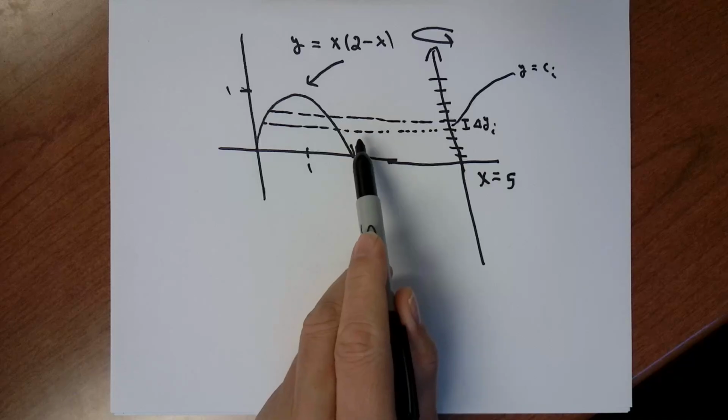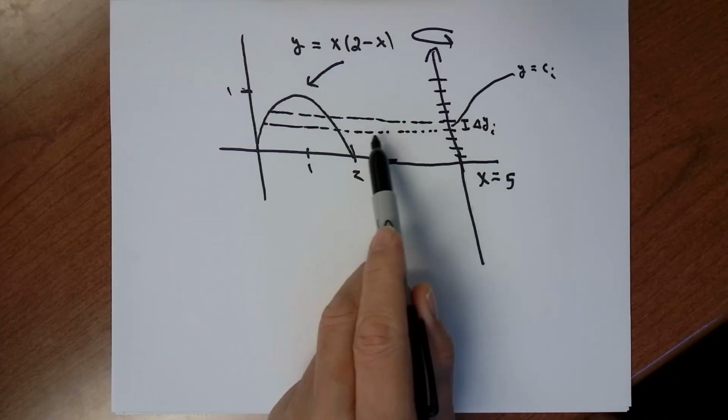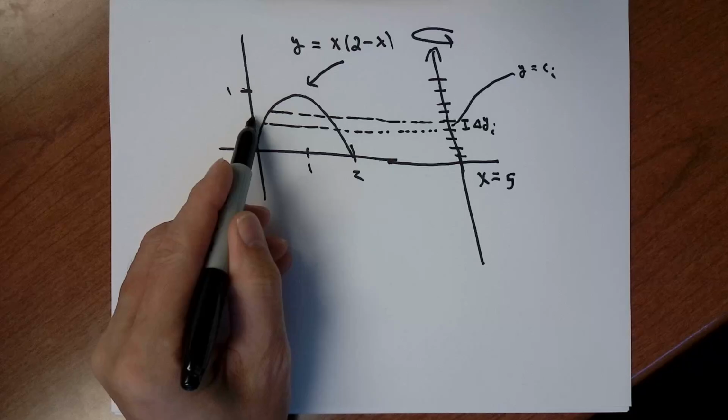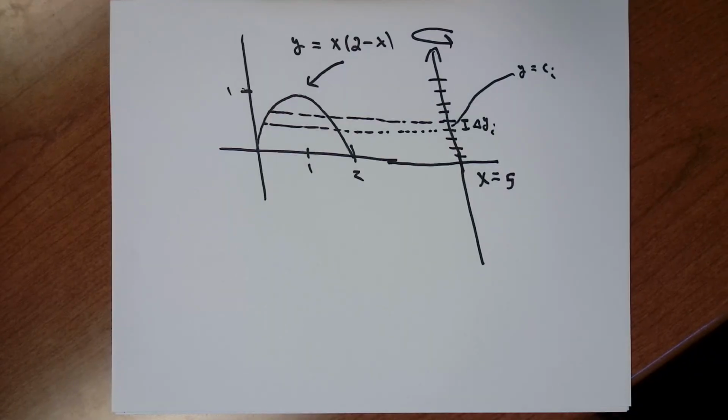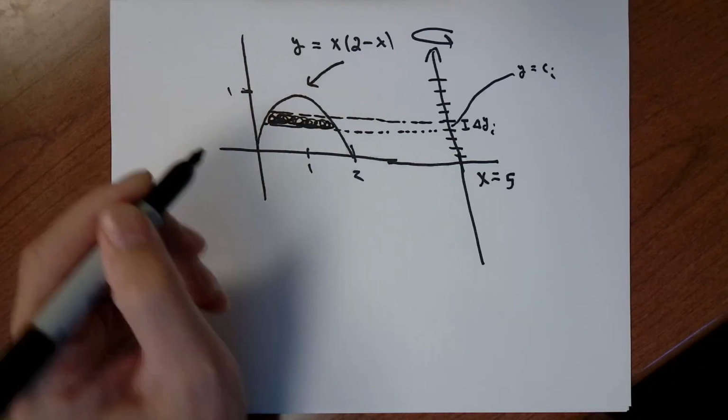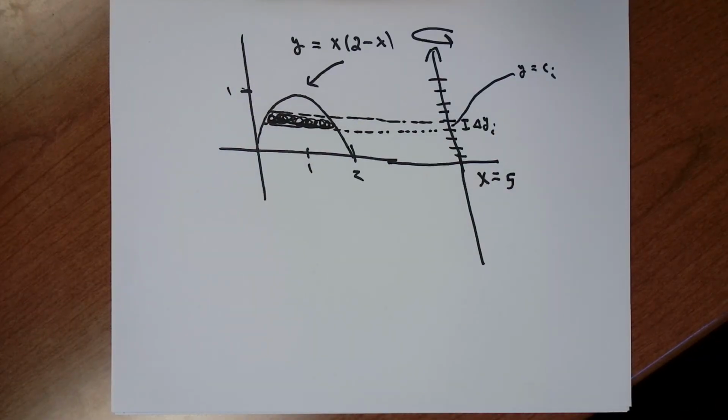Firstly, none of these points matter to me. None of these points are points of the region that I'm interested in. Also, none of these points matter to me either. They're not within the region that I'm revolving. The thing that I'm interested in is this. If I revolve that about x equals 5, I'm going to get a washer, except this time neither of the radii are going to be constants. Let me draw a magnified picture of this.